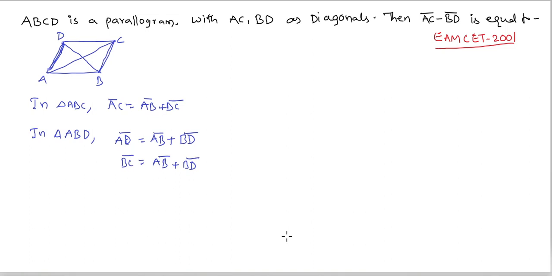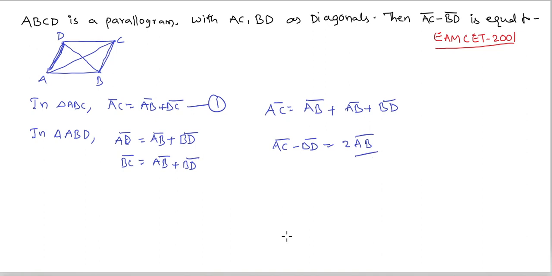Substitute this value in this first equation. AC bar is equal to AB bar plus BC bar. BC bar value is AB bar plus BD bar. This is AC bar minus BD bar equal to AB bar plus AB bar, that is 2AB bar.